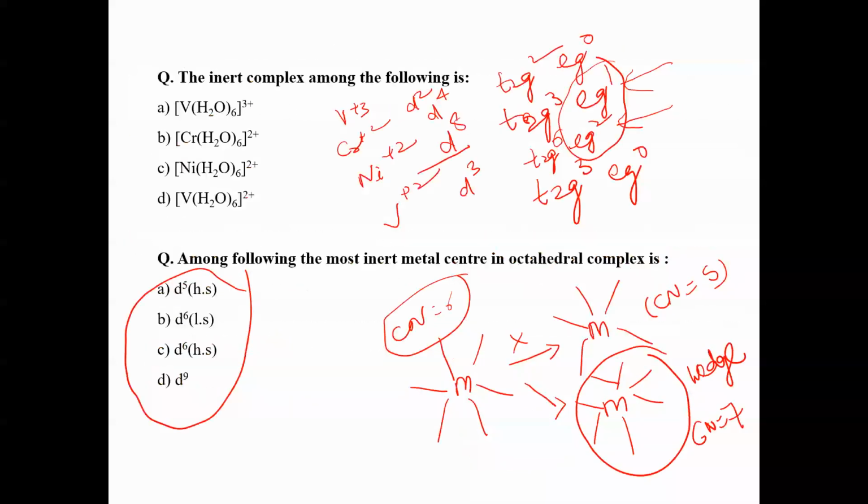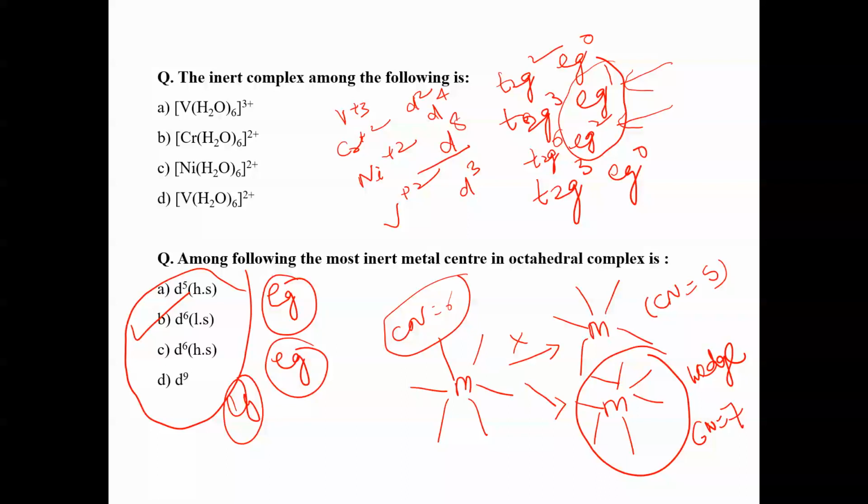So just select which one. So d6 low spin. Apart from that, you can see there is also electron density in the eg orbitals here, and here also. So where inter-electronic repulsion occurs, there is more tendency for the complex to be labile, because the bond length is basically increasing. So that's why the lability occurs.